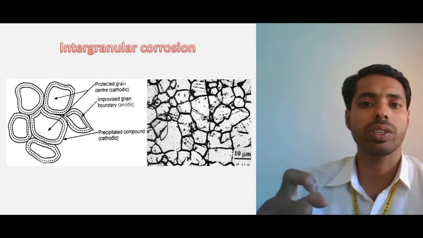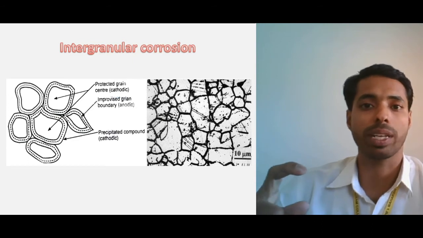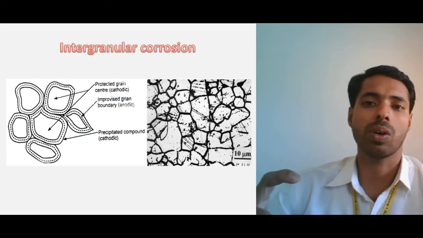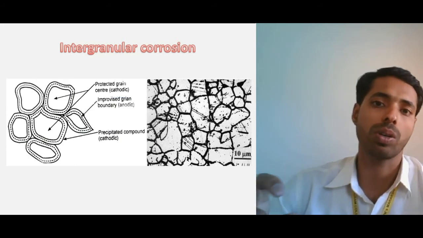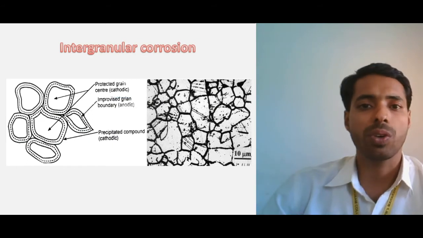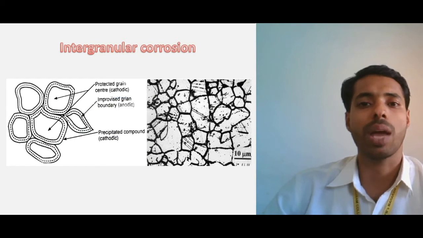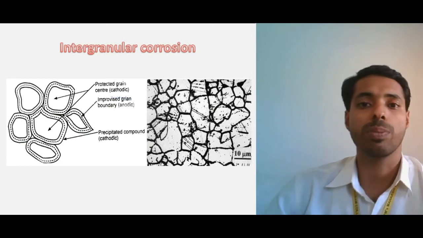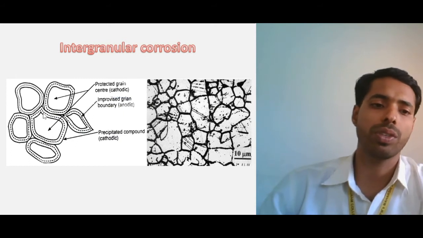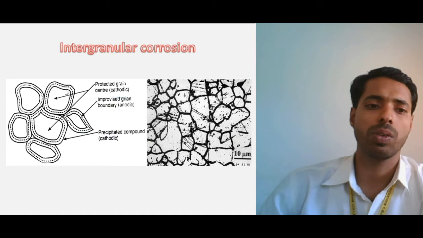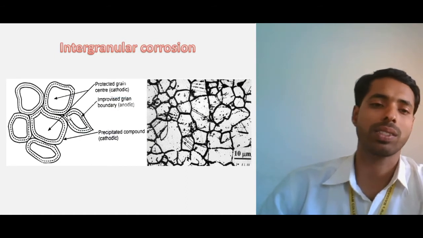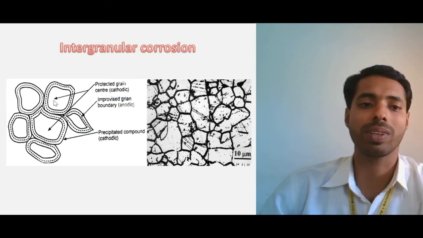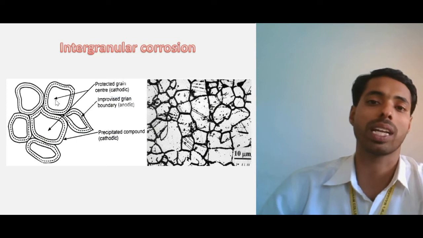This type of corrosion is observed at the grain boundaries at the microscopic level, while the grain structure or grain interior remains untouched or protected from corrosion. This is because the grain boundaries have material with a standard electrode potential more anodic than the grain center in the particular corroding medium. In this diagram, you can observe the grain structures of metal and the boundaries, which get corroded because they act as anodic structures, and the grains get protected because they act as more cathodic compared to the outer grain boundaries.